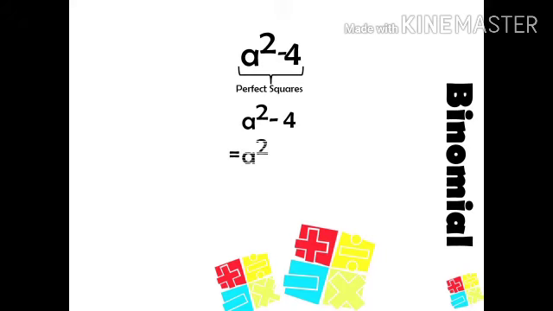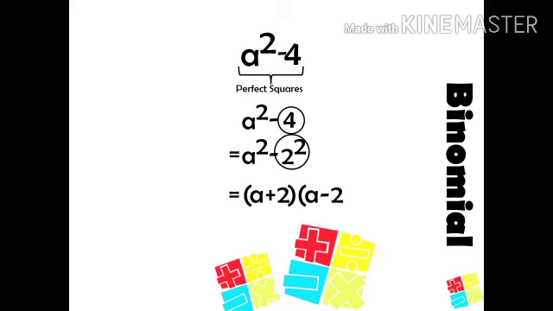So it will become a squared minus 2 raised to 2. 4 here has a simpler object, which is 2 squared. Then the two factors are a plus 2, quantity a minus 2. And that is the final answer.